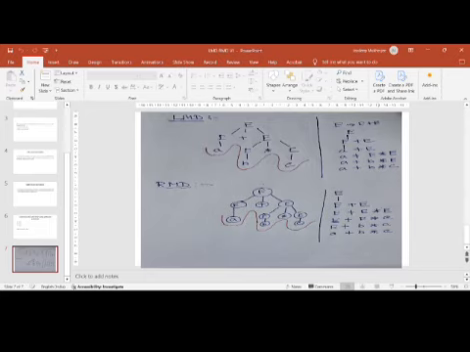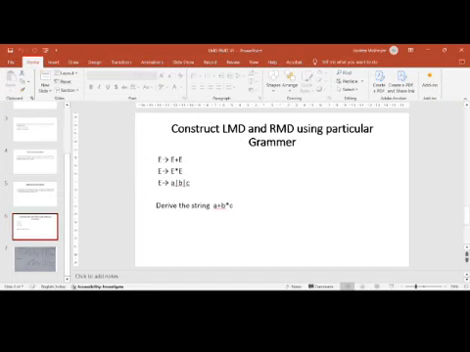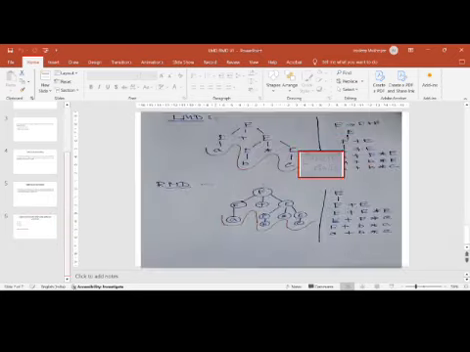So E is the starting symbol, so you have to start from E. So you have taken E. See, in this production rule we have seen that E has E plus E and E into E. So based on this string a plus b, we will take E plus E, right? So we have taken E plus E, right?